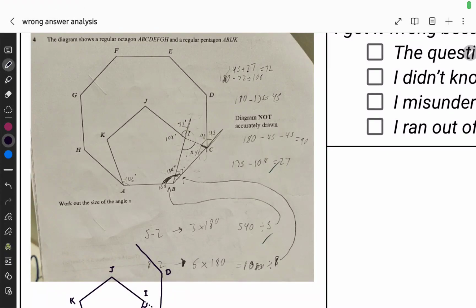Okay, next up we have this geometry problem that reads: the diagram shows a regular octagon ABCDEFGH and a regular pentagon ABIJK. So the problem here is to get the size of angle X, which is located right here.